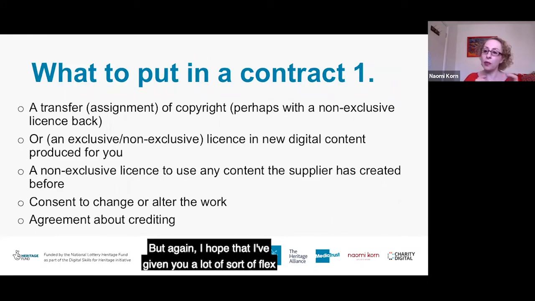But again, I hope that I've given you a lot of flex, or outlined some flex with regards to contractual clauses.